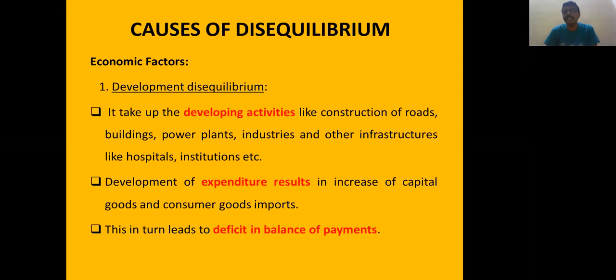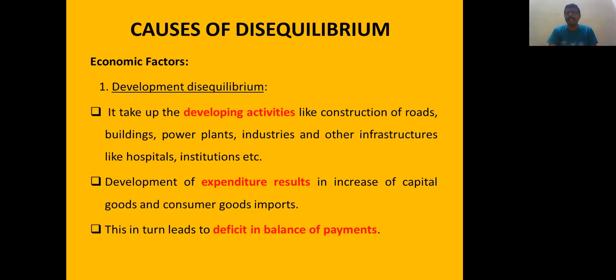What are the causes for the disequilibrium? These first factors are called economic factors. In the economic factors, the first factor is called development disequilibrium. In a development disequilibrium, what happens is the country can go to the negative side of the equilibrium state if it spends a huge amount of money than required.